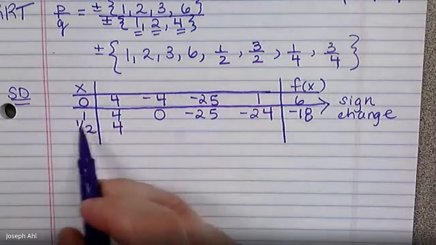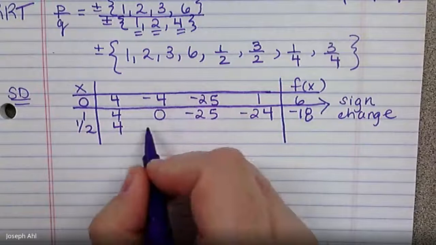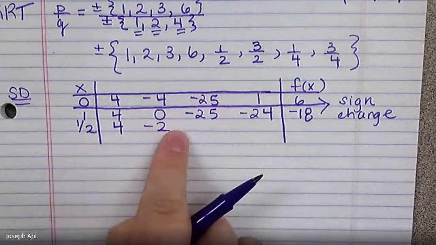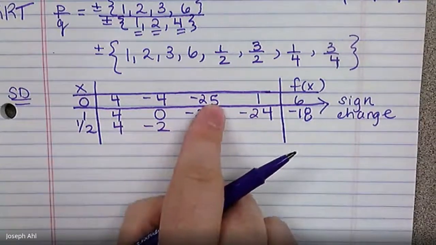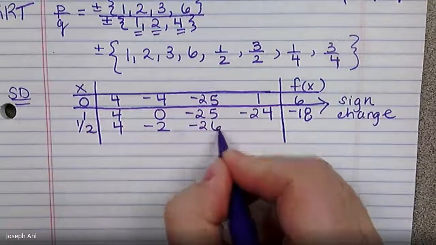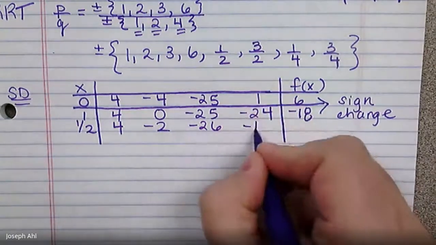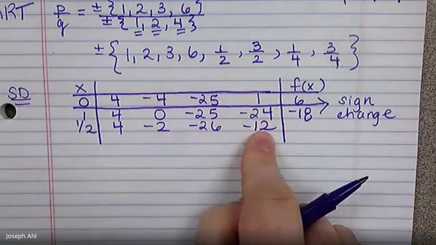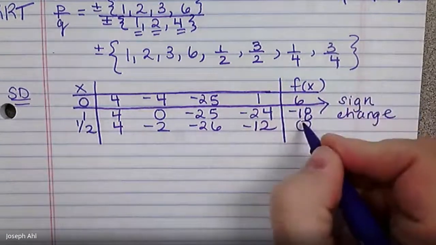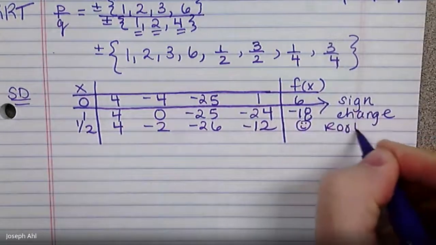Still bring down the 4. Half of 4 is 2, plus -4 is -2. Half of -2 is -1, plus that -25, -26. Half of -26 is -13, plus 1 is -12. Half of -12 is, hey, -6 plus 6 is 0. So we found a root.